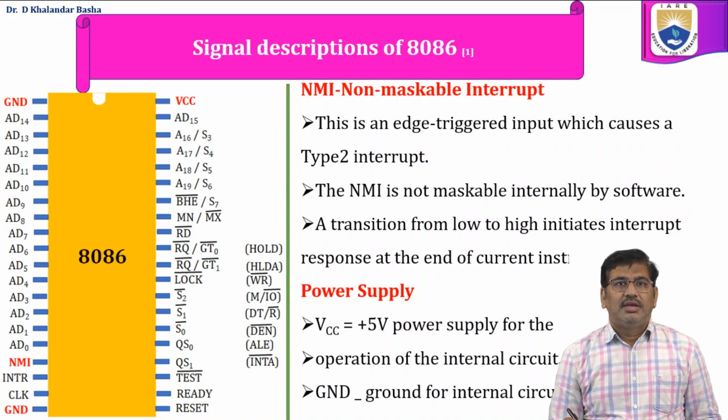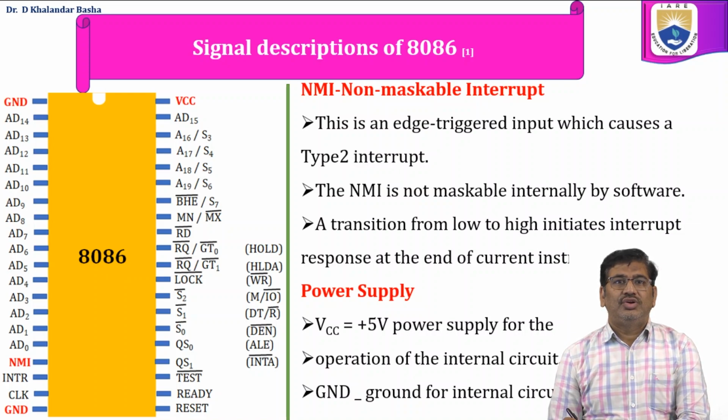Next, power supplies. In the 8086 we have VCC, a power supply at a voltage of plus 5 volts. This voltage is required for the internal operation of the elements of the 8086, for providing bias voltage for the internal elements like transistors and FETs. The ground signal is GND. This is for providing a reference node or ground signal for the internal circuit of the 8086 processor.